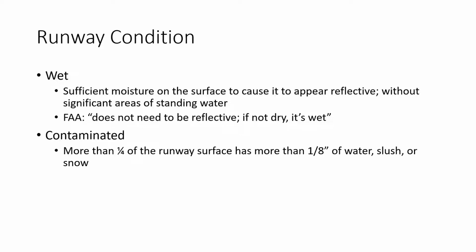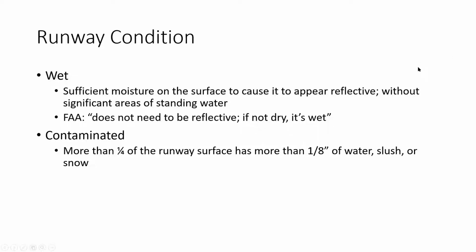We also use the term contaminated runway. A contaminated runway is when there is more than an eighth of an inch of water, slush, or snow, or a mix of precipitation on more than one quarter of the runway surface. An eighth of an inch is approximately 3 millimeters. This is a very small amount of contamination. So if more than 25% of the surface has more than 3 millimeters depth of any precipitation, then the runway is considered contaminated.